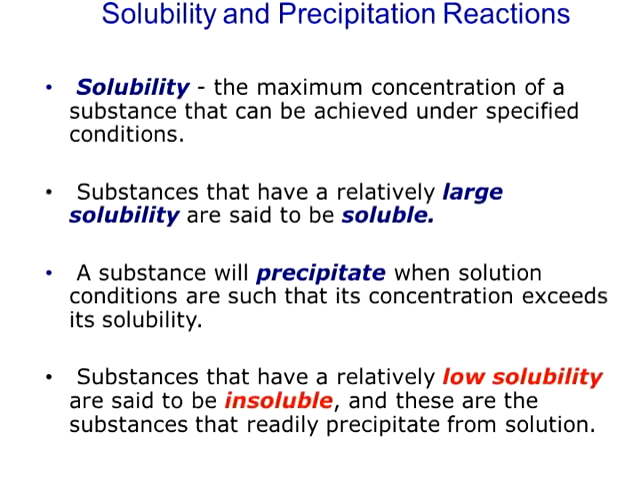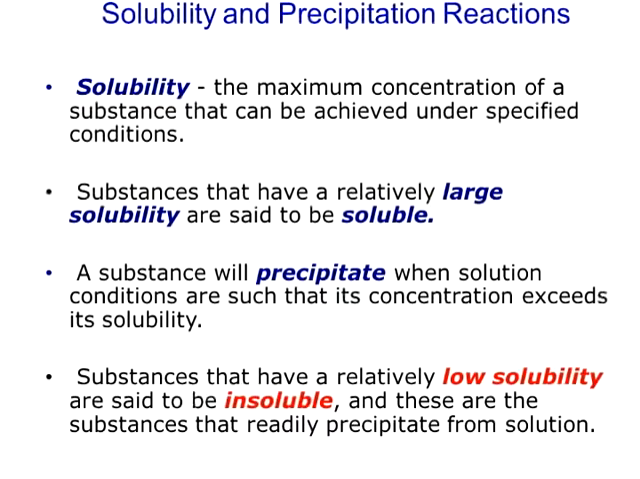Most of these definitions, by the way, are terms you already know. So don't sweat it. If you understand the definition already, you're good to go. Substances that have relatively low solubility are said to be insoluble, and these are the substances that readily precipitate from a solution. So, in other words, if it's not really soluble, it'll basically just plate out, fall out right away.